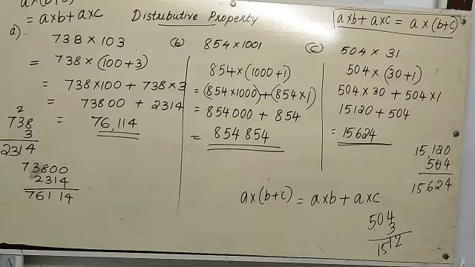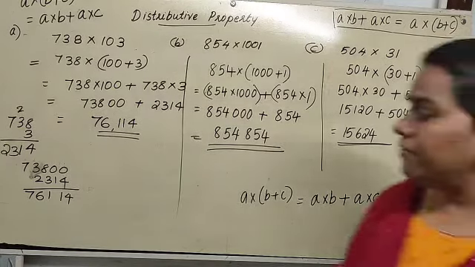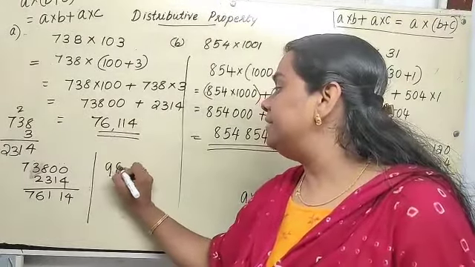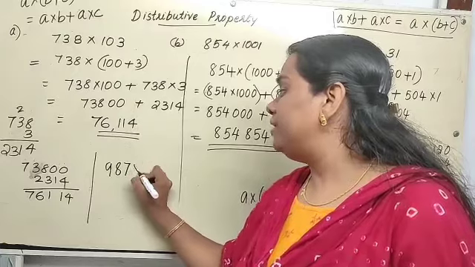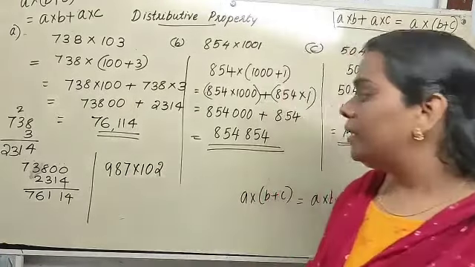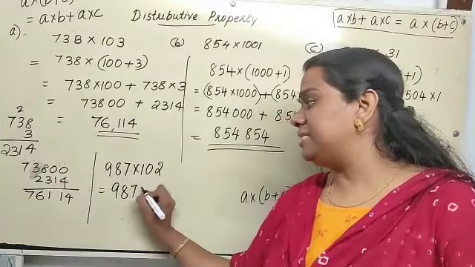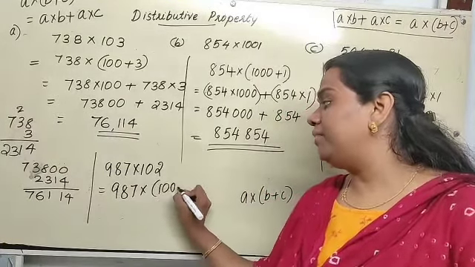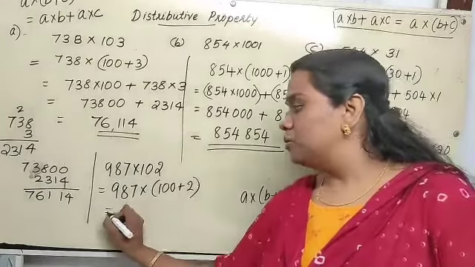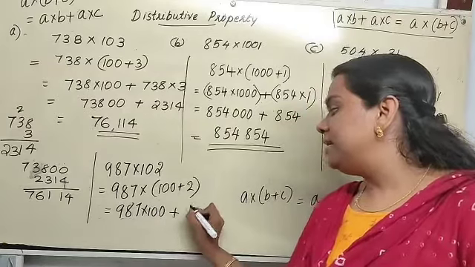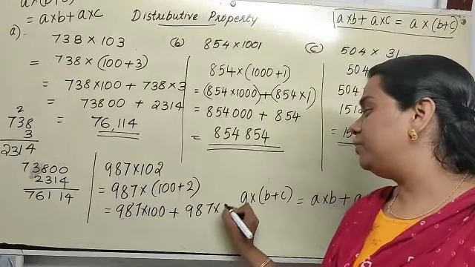15,624 is our answer. So dear students, this is the most important one, the distributive property. Whenever you have 987 into 102, how will you do it? We write 102 as 100 plus 2. So 987 into 100 plus 987 into 2.